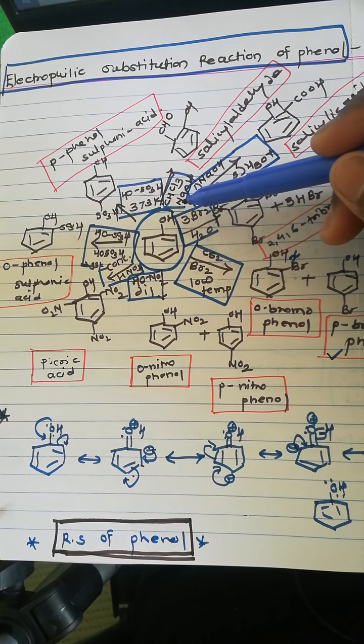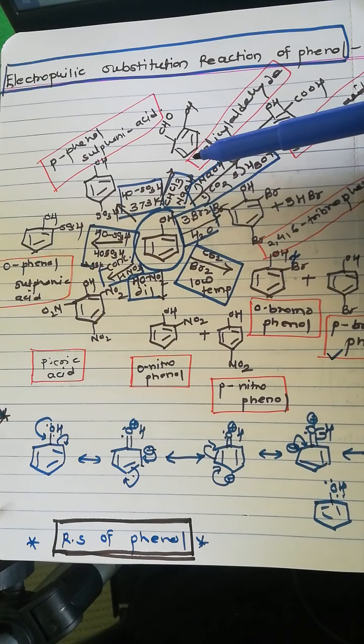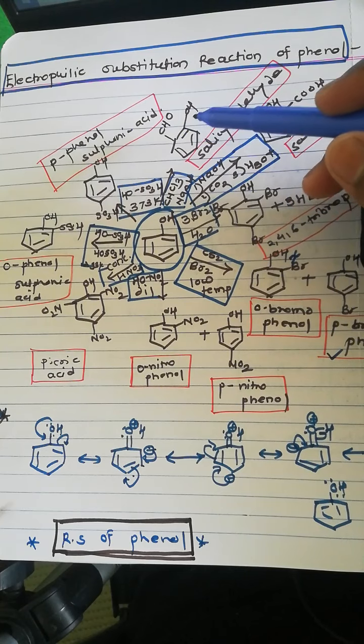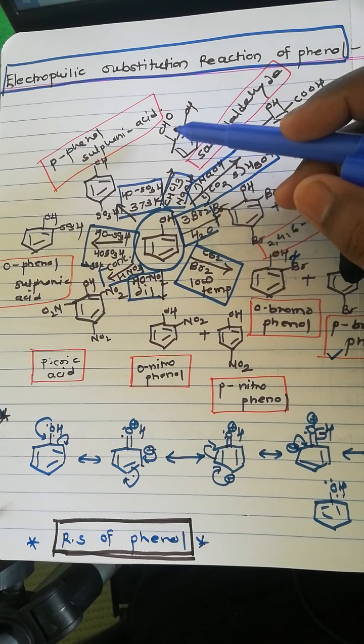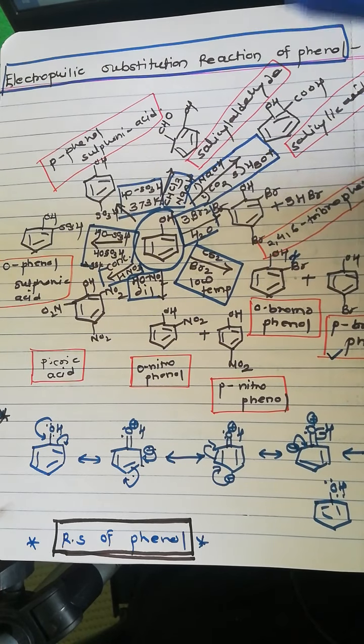Now we can see, phenol reacts with CHCl3 in presence of NaOH. What is the name of the reaction? Name of reaction is Reimer-Tiemann reaction. Here at the ortho position of phenol, an aldehyde group is added. What is the name of the compound? Name of the compound is salicylaldehyde.